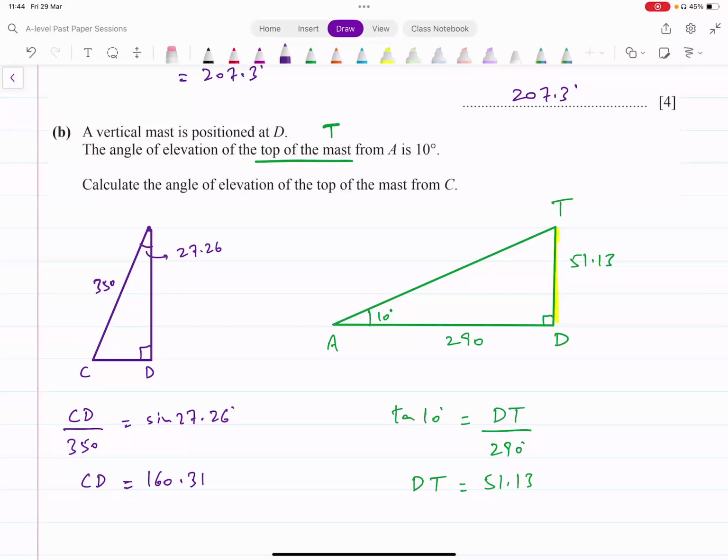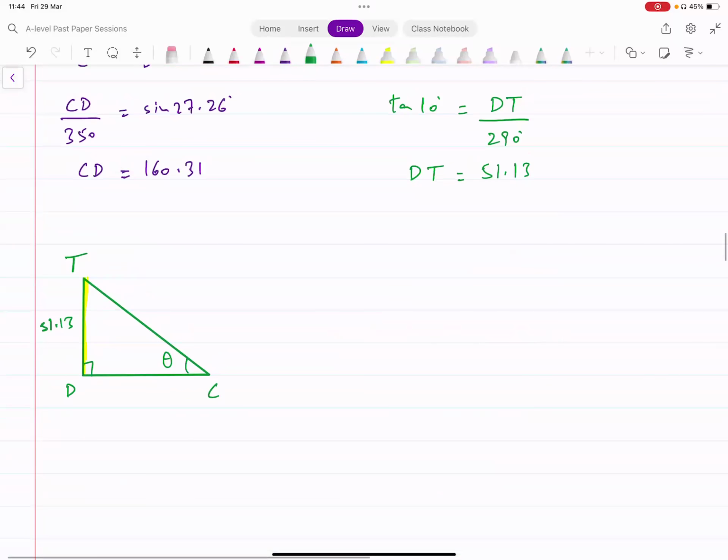All right. Once we found the length of CD, now we can use that length here, 160.31, to find that angle theta, the angle of elevation that we were looking for. We could say in this triangle, we have the perpendicular, we have the base. We could use tan theta like this. Tan theta equals perpendicular, which is 51.13, divided by the base, that's 160.31, and that's going to give you the value of theta.